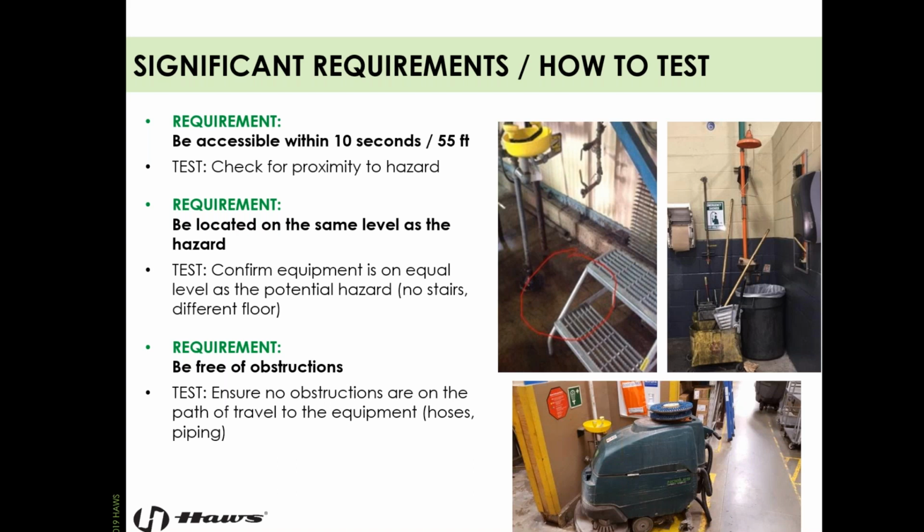The equipment needs to be located on the same level as the hazard. So no changes in level. To confirm this, you're really just going to need to ensure that there are no stairs or floor changes, etc., between the equipment and the hazard. The equipment needs to be free of obstructions, so check for hoses, piping, toolboxes, anything that could be considered a tripping hazard or an obstruction that would keep you from getting to the emergency equipment.